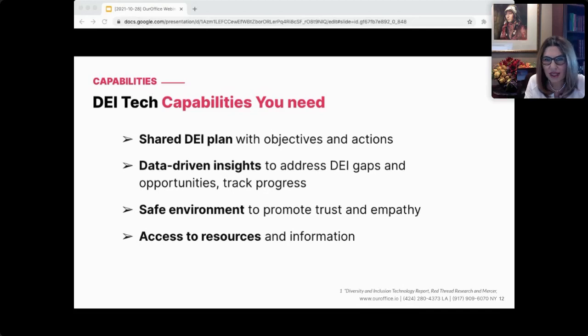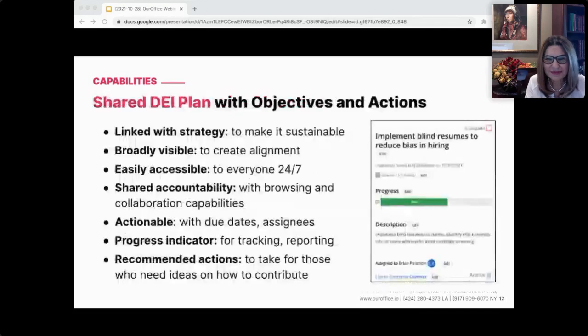These are really the ones that will help you jumpstart or take your DEI efforts, if you have some going on, to the next level. So let's talk about each one in more detail, okay? All right, so the first one we talked about is shared DEI plan with objectives and actions.